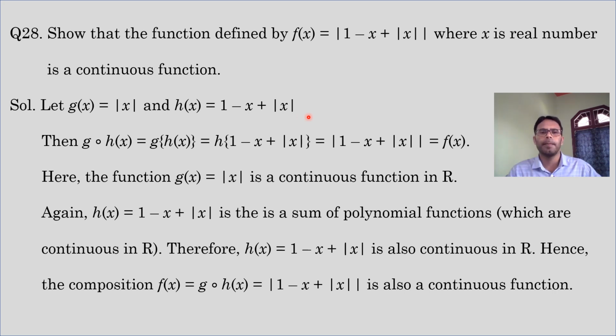So here it is the sum of a polynomial function and a constant function, so it is obviously a continuous function, because a polynomial is a continuous function. A constant function is also continuous. So therefore you write here again, h(x) is a sum of polynomial functions which are continuous in R. Therefore h(x), this total function, is also continuous in R. Hence the composition f(x) = (g∘h)(x) is a continuous function. So this completes the solution of the problem.